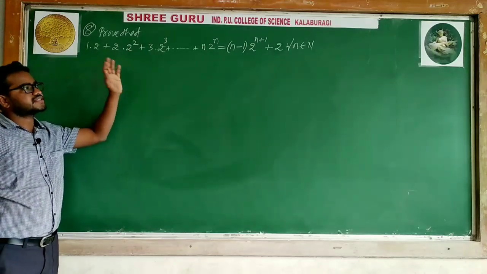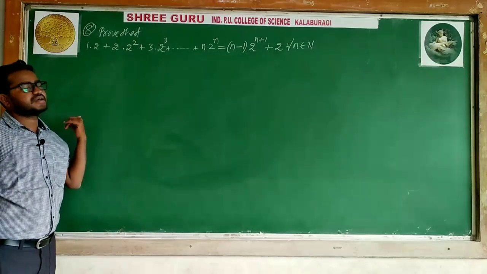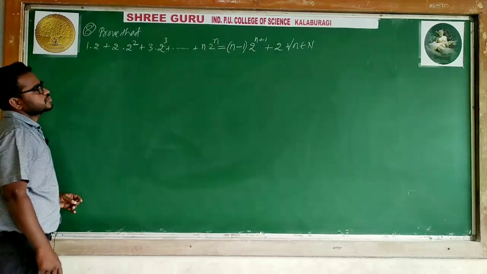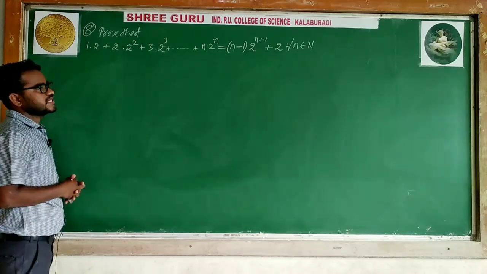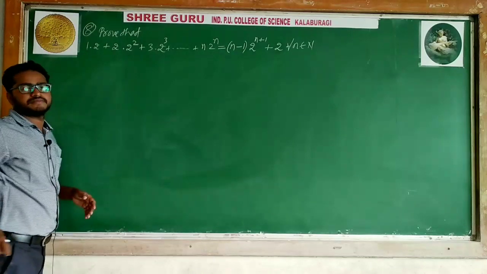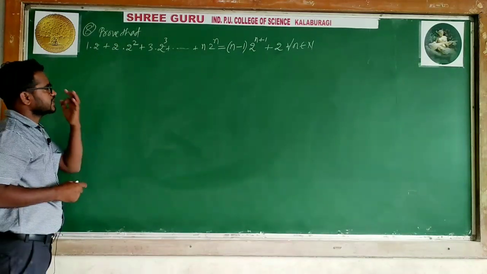Whenever we add a term, the RHS will be the sum of the LHS terms. That is mathematically given as (n minus 1) times 2 to the power n plus 1, plus 2. For the n is equal to 1 case, I need to prove the first term, 1 into 2, by checking LHS and RHS.